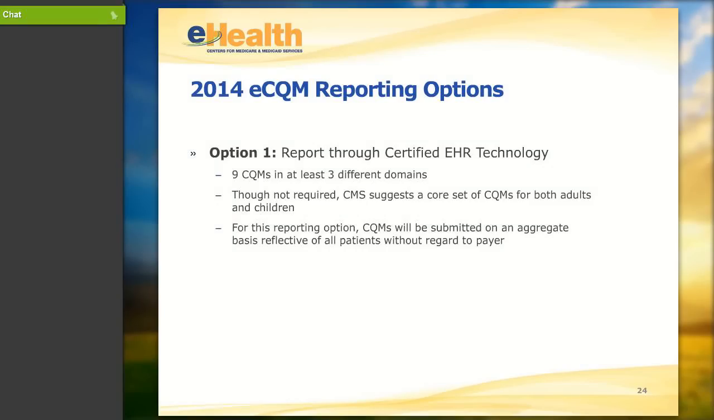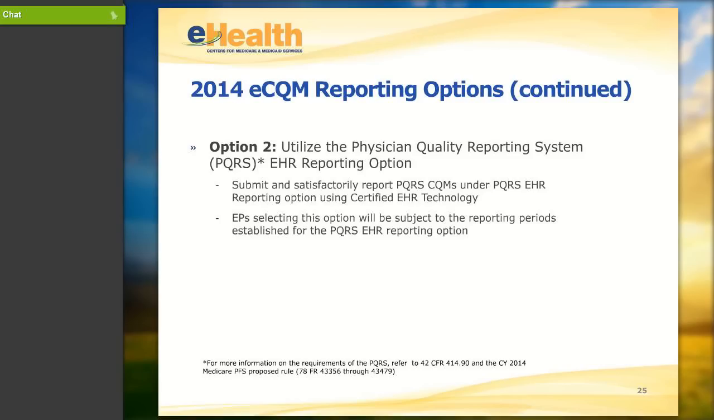You would submit this on an aggregate basis. This would go through attestation. It would be regardless of who is the payer, so you are submitting aggregate information across everybody during a reporting period. It doesn't matter if they're a Medicare or Medicaid patient or a third-party private patient. We're going to collect aggregate information on everything. So again, not patient-specific, but aggregate.